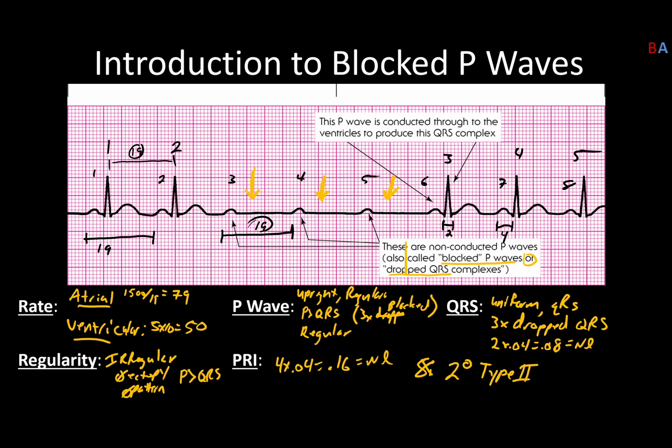Now, if you go back to double check me, why is it a second degree type 2? Well, it's a second degree because we have blocked P waves or dropped QRSs. The other part that goes with that is the PRIs are consistent. I measured 4 small boxes on beat number 4 here. But if you go through, that PRI is consistent every single time. And that's what gives us a second degree type 2.